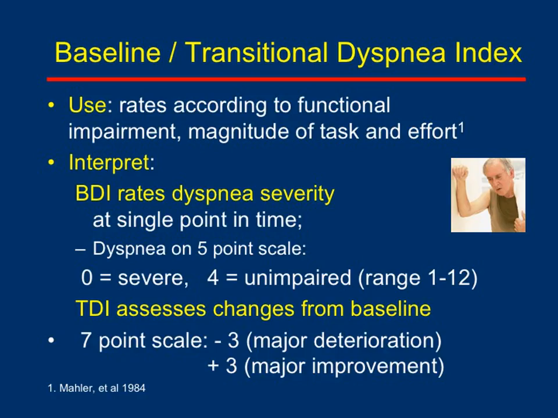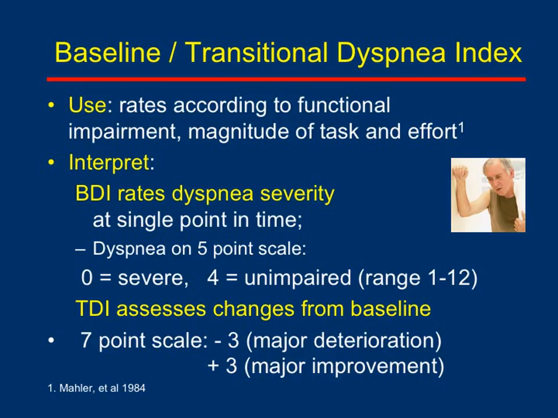or BDI-TDI. As you can imagine, this is a scale, a tool that rates shortness of breath at the patient's baseline and then over time. So the baseline dyspnea index rates dyspnea at a single point in time on a 5-point scale, from 0, which actually is severe on this scale, to 4, which is unimpaired. So the range is 1 to 12.